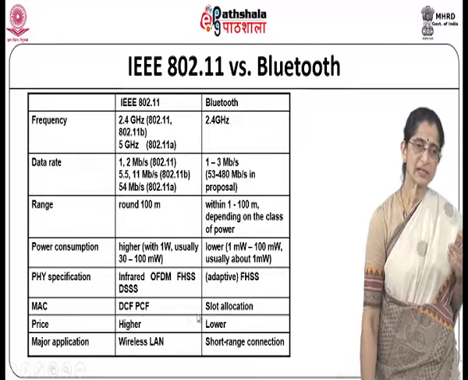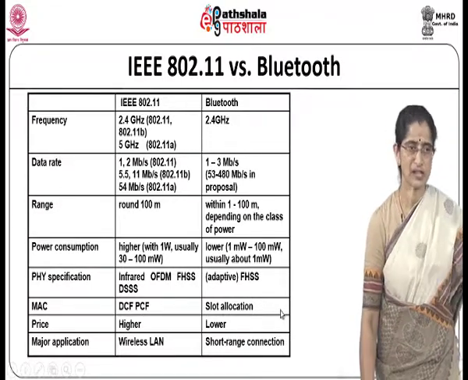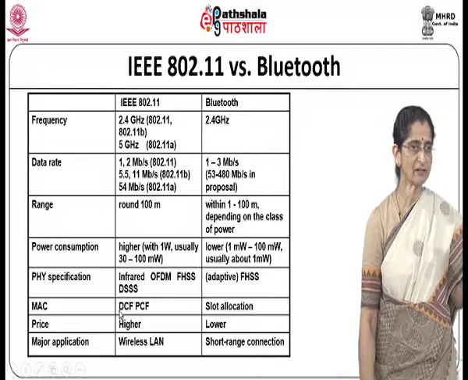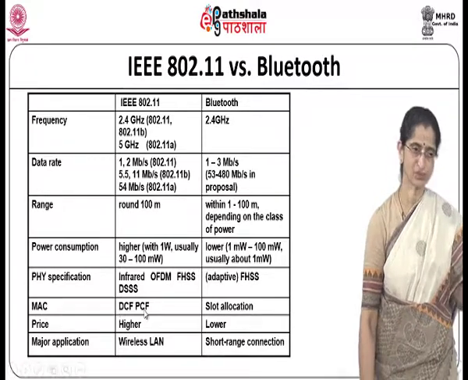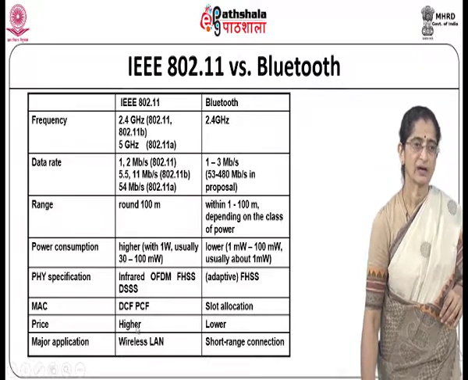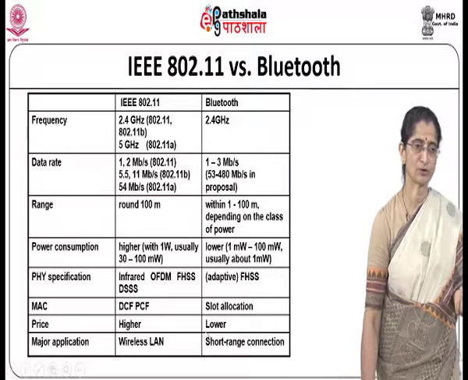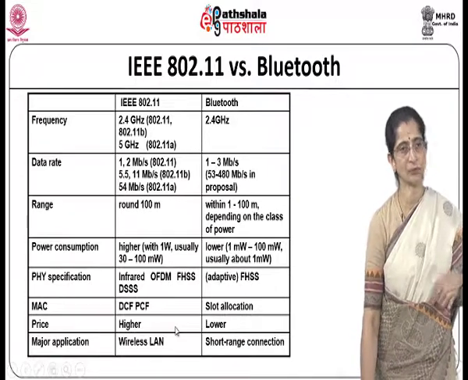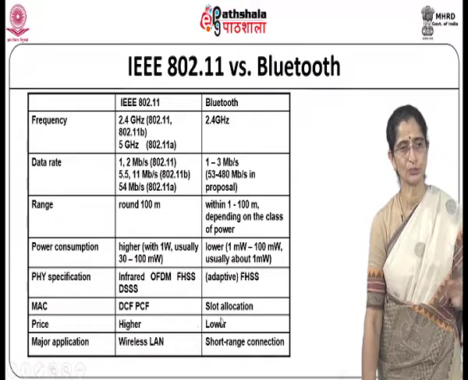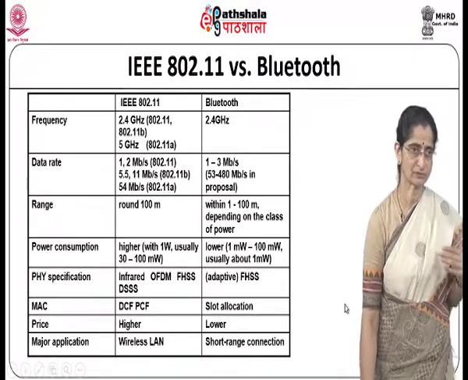The MAC in Bluetooth is done by means of slots. Slot allocation is a way to share the channel, whereas in 802.11 we have the DCF and PCF modes of sharing the channel. Price is of course lower for Bluetooth compared to 802.11, and the application is mainly for short range connections, whereas 802.11 is for wireless LAN. So you can compare these two technologies in terms of their purposes and so on.